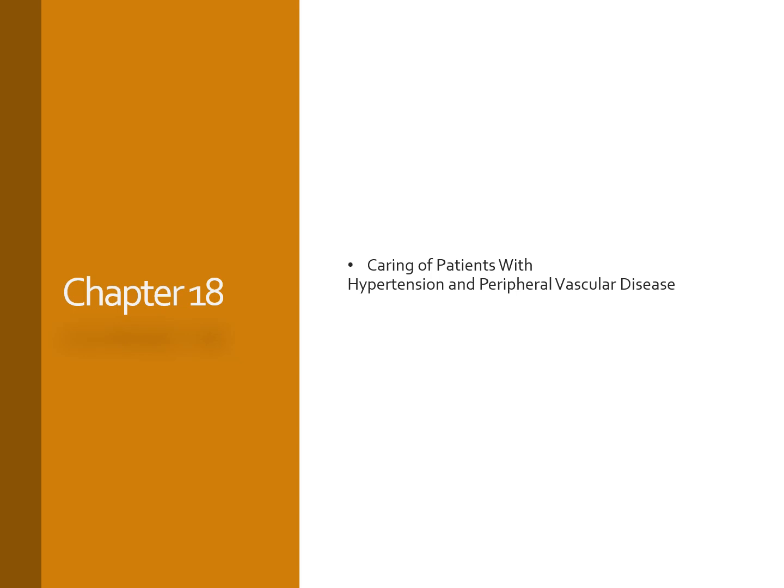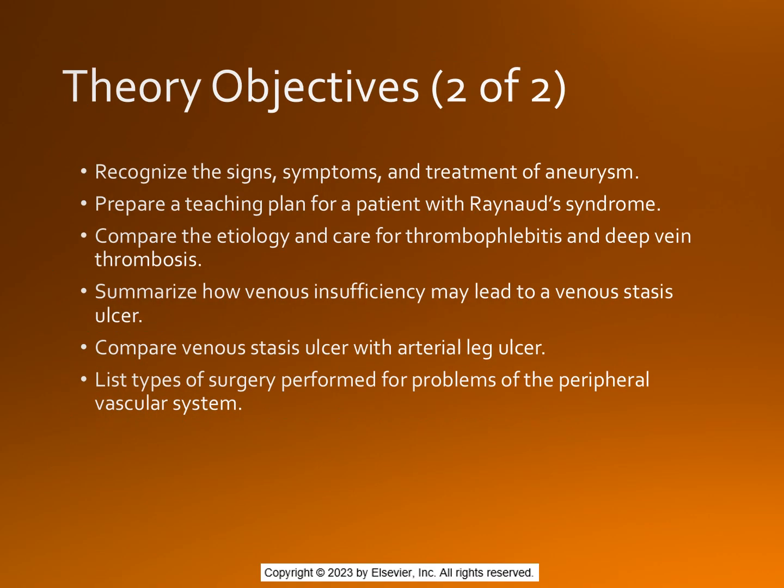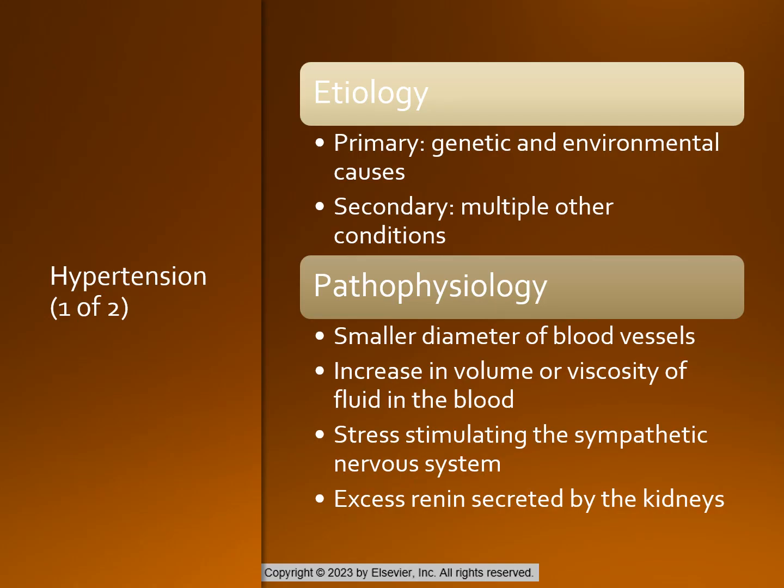This recorded lecture will go over Chapter 18, Care of Patients with Hypertension and Peripheral Vascular Disease, in the MedSurg textbook. Hypertension is defined as persistently high blood pressure. This means a systolic pressure that is equal to or greater than 130 and a diastolic pressure equal to or greater than 85. This should be taken at least twice and averaged on 2 separate occasions 2 weeks apart. The diastolic pressure is the focus of treatment.